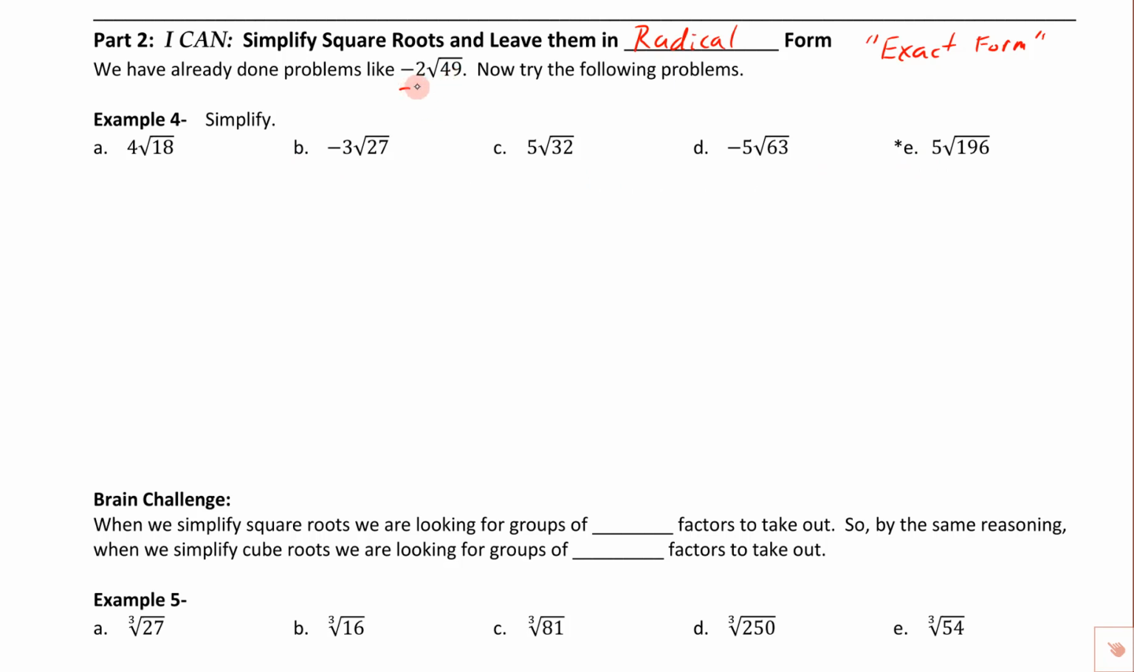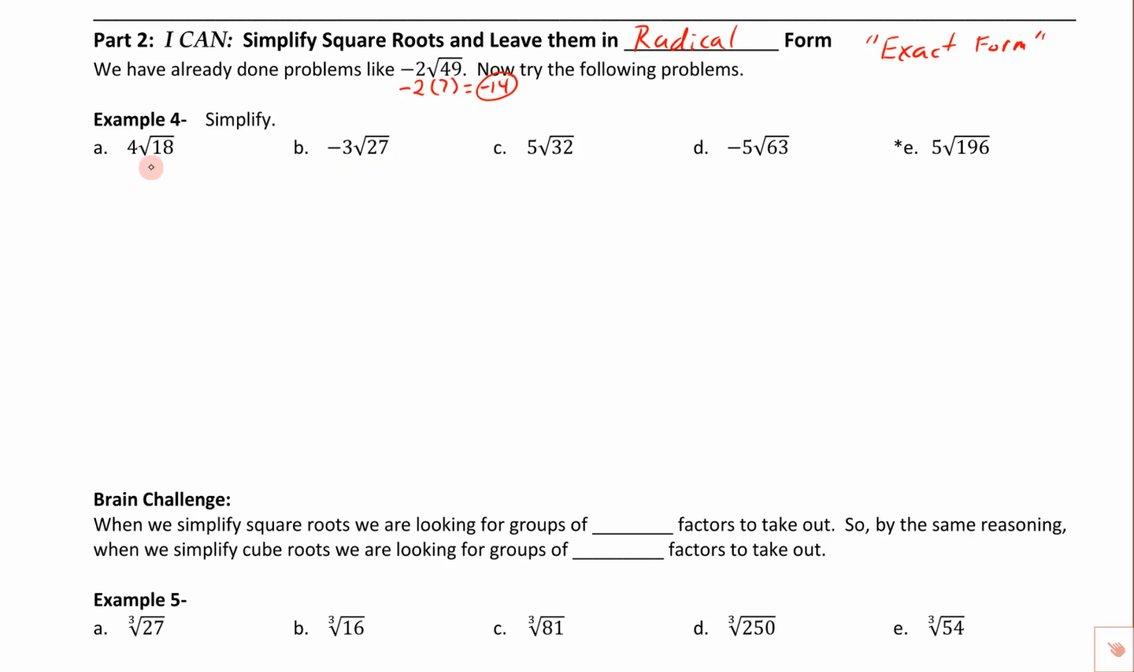Just a quick reminder, we had -2 and then radical 49. That's a perfect square, so we end up with 7 there. So the answer on this one is -14. So we get a nice integer for that one. But when we take a look at each one of these, maybe some of these simplify, some of them don't, but let's take a look at this one right here.